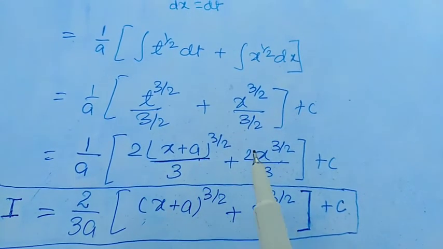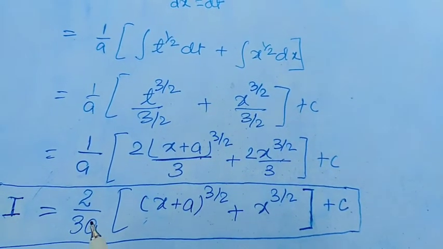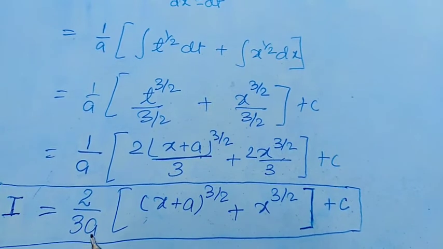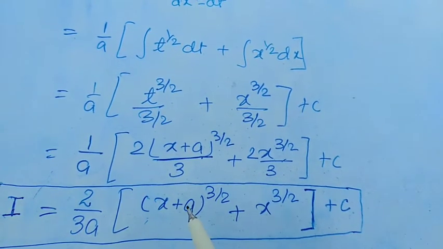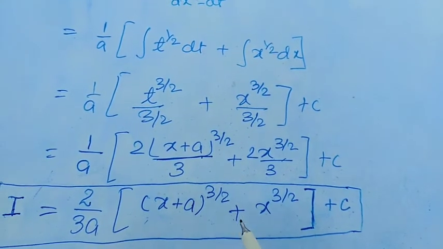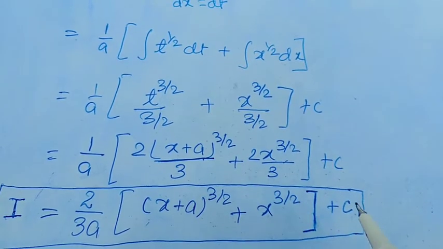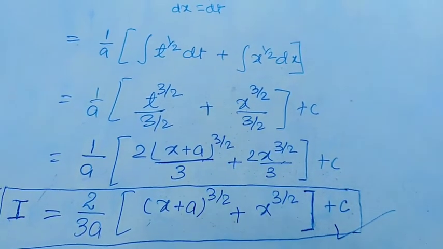So we will take 2 upon 3 common, so here it will be 2 upon 3a into (x plus a) whole raised to the power 3 upon 2 plus x raised to the power 3 upon 2 plus c. This will be the answer.